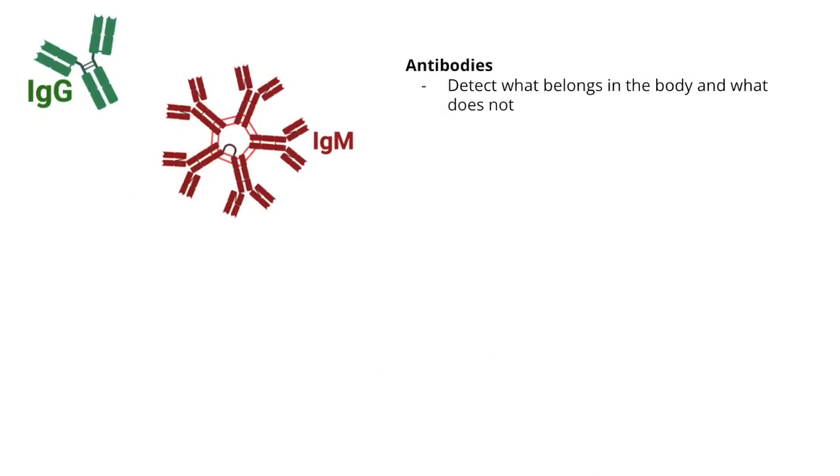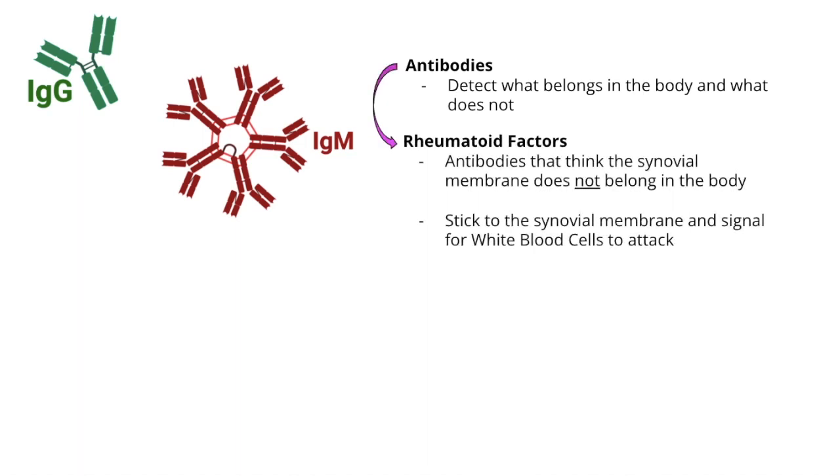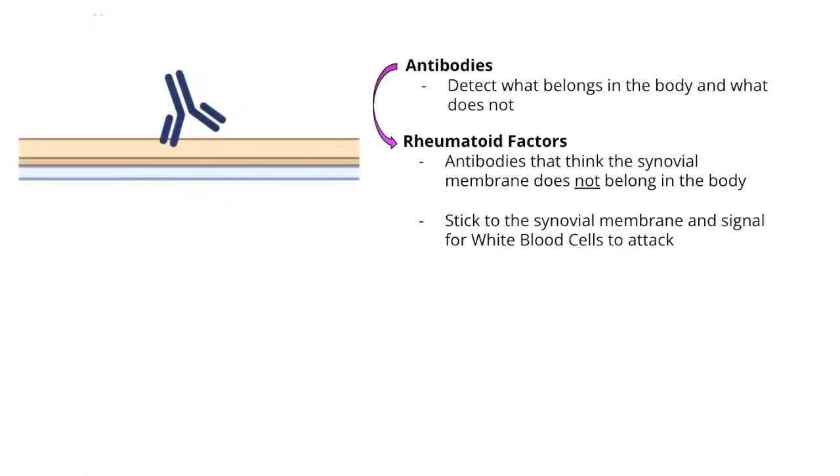We've mentioned that immune cells are causing RA to occur. Let's talk about how that works. The process of RA starts with antibodies that circulate in the blood. Antibodies are small molecules that are supposed to detect what belongs in the body and what does not. There are some types of antibodies, called rheumatoid factors, which think the synovial membrane does not belong in the body. They start by sticking to the synovial membrane. Once attached, the rheumatoid factors trigger white blood cells to attack.